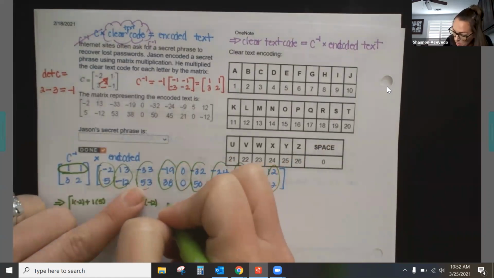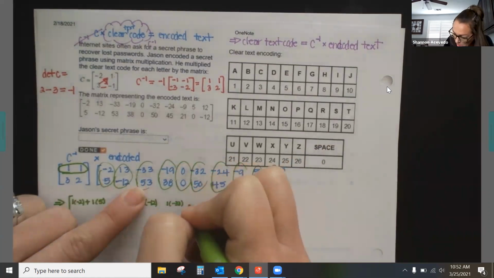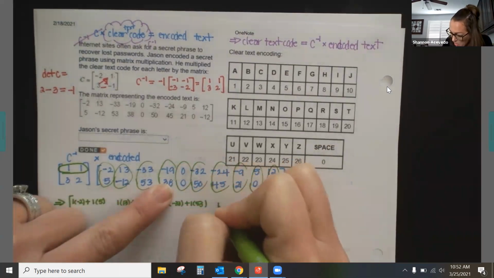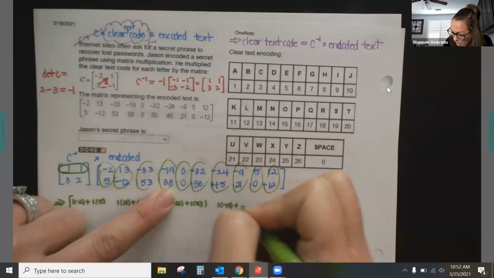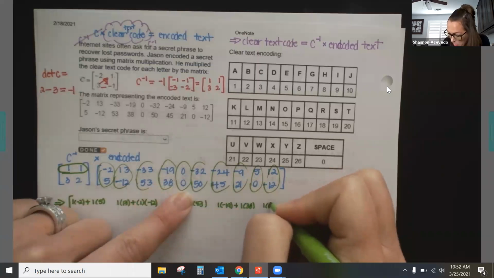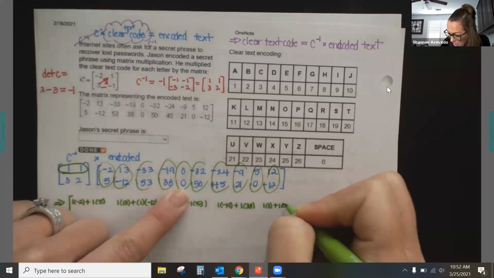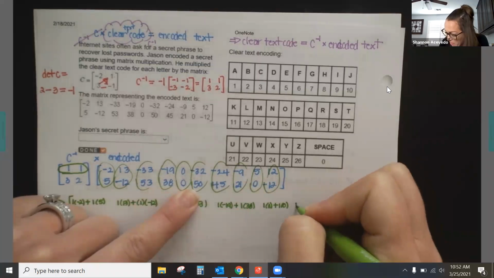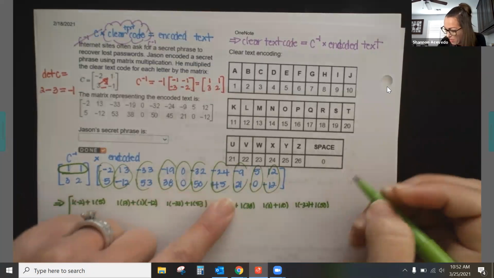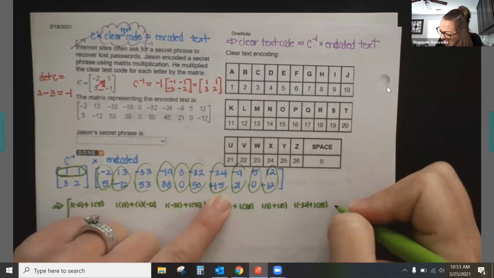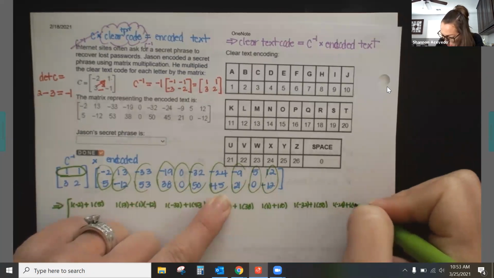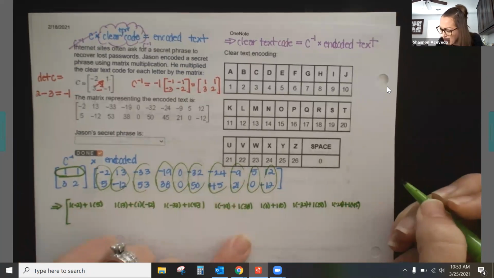So my next one is going to be 1 times my negative 33 plus 1 times my 53. This next one's going to be 1 times my negative 19 plus 1 times my 38. Then I'm going to have 1 times my 0 plus 1 times my 0. And then 1 times negative 32 plus 1 times my 50. I hope I have enough space. Then 1 times my negative 24 plus 1 times my 45. Oh no, I'm running out of space.